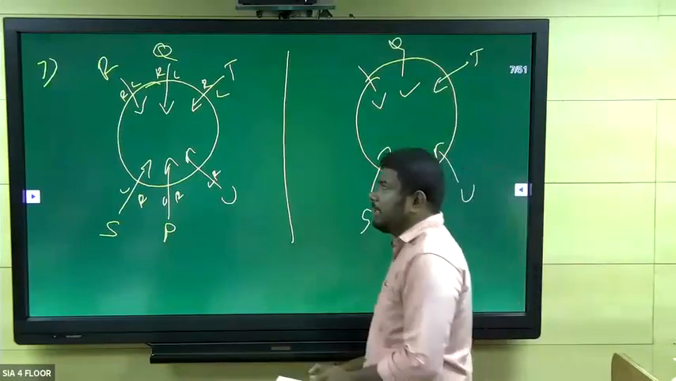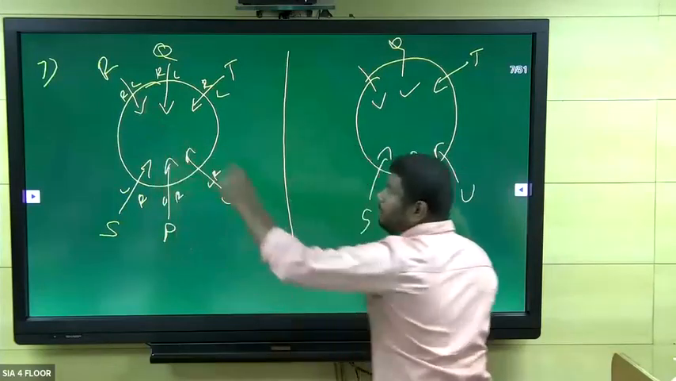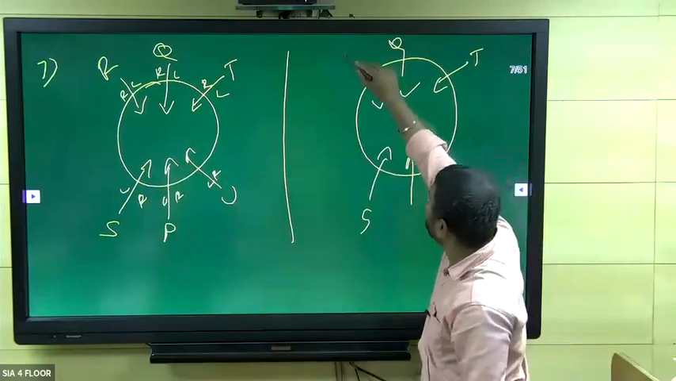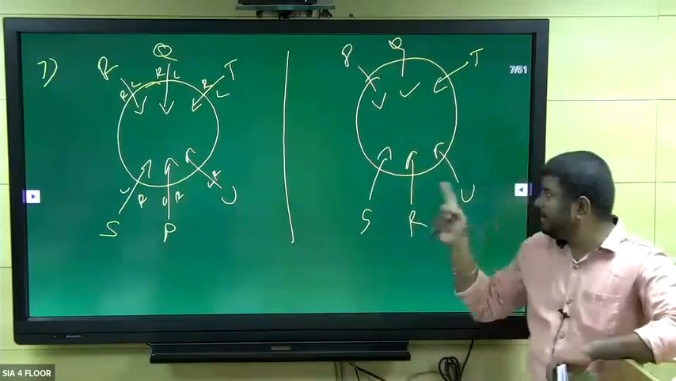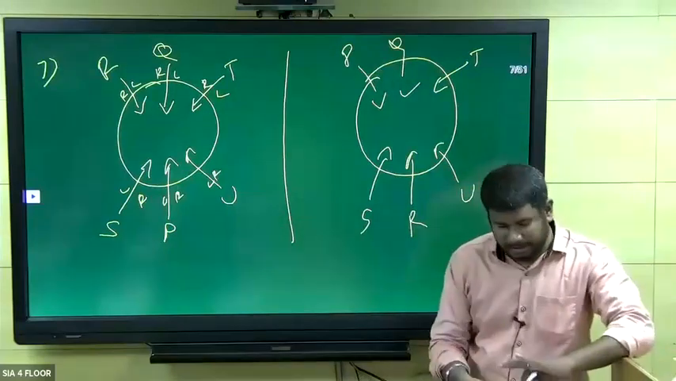If P and R interchange, these two are going to exchange their positions, right? So P should come here, R should come here. So this is our new diagram. This is after interchanging. This is before interchanging.